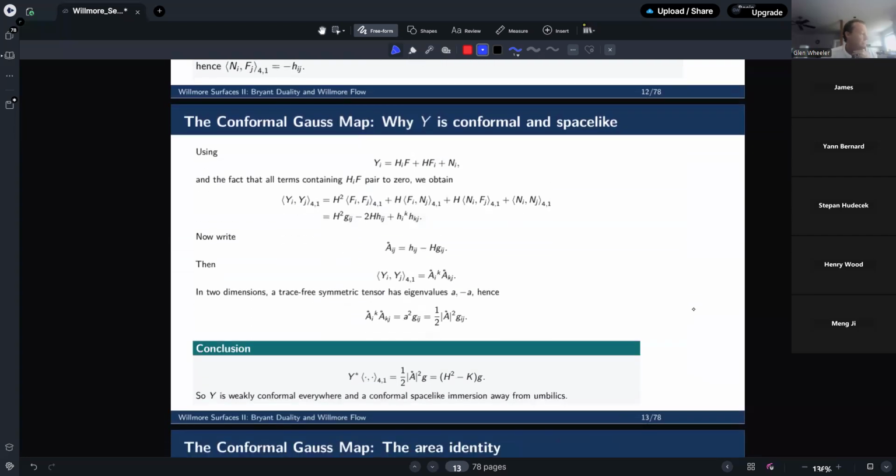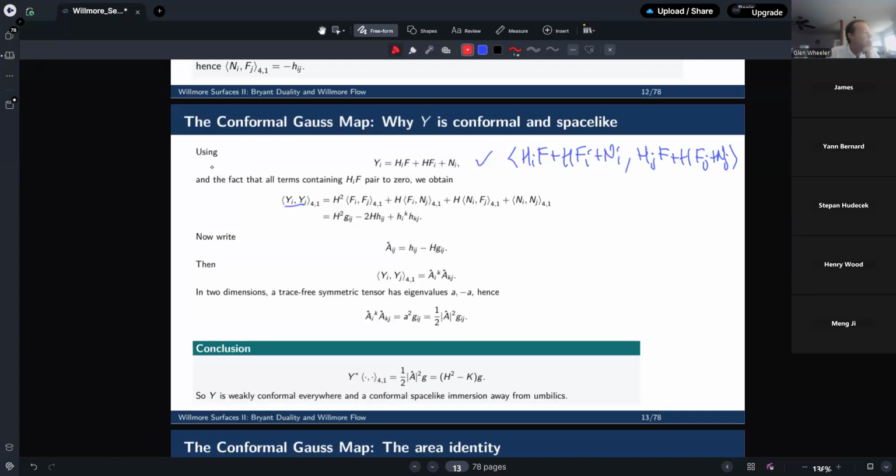All right. So what I'd like to do in this slide is just combine the previous formulae to show what the metric is and what it has to do with umbilics, right? So we haven't seen any umbilic anything yet, but now we're going to. Okay, so we have this formula from before. And then if we take the inner product of yi with yj, right? So we get (hFi + Fi + Ni) with (hFj + Fj + Nj).